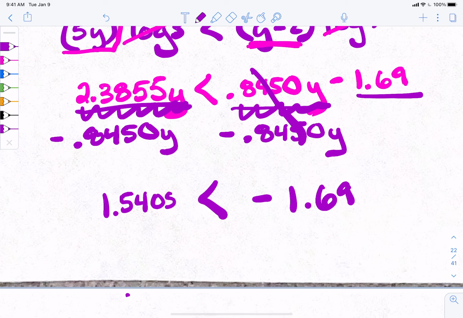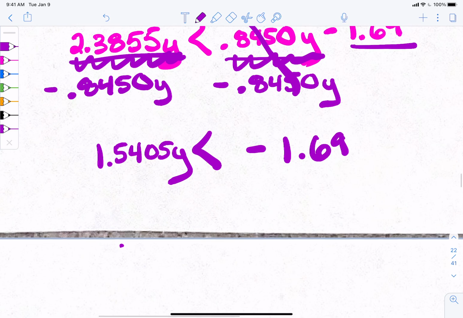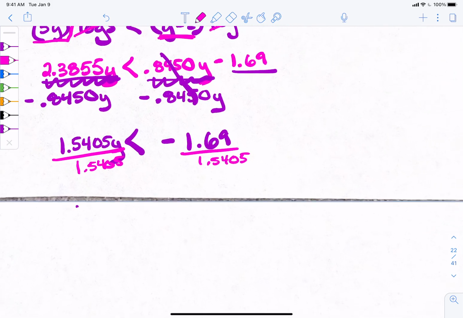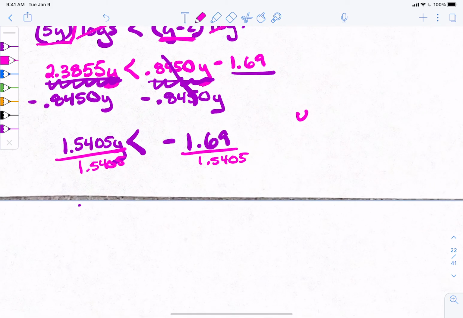Okay. And now what? Last thing. What's the last thing you have to do? I want to get the y by itself. Divide by 1.5405. This is as ugly as it's going to get. Okay. In fact, I'm pretty sure your homework assignment problems are way not that ugly. But that's as ugly as it could get.